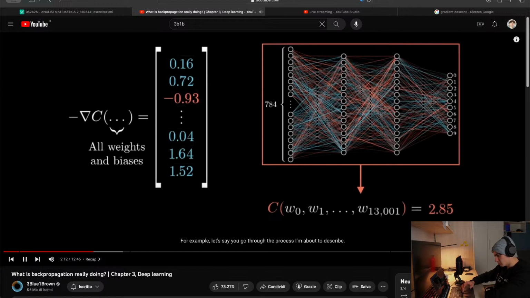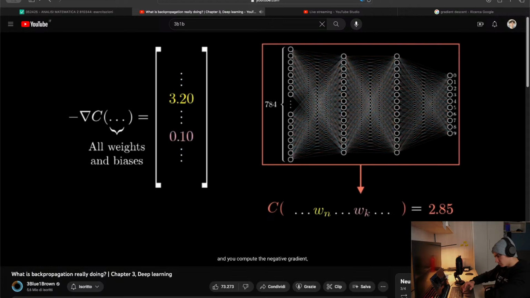For example, let's say you go through the process I'm about to describe and you compute the negative gradient, and the component associated with the weight on this edge here comes out to be 3.2, while the component associated with this edge here comes out as 0.1.